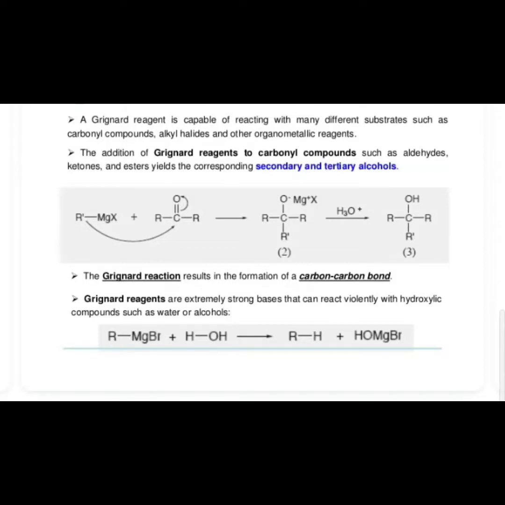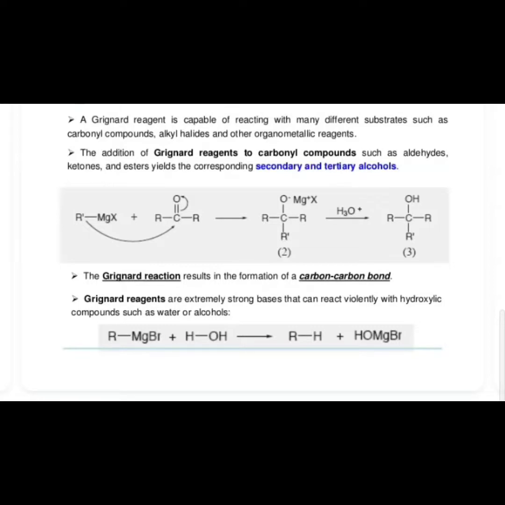The addition of a Grignard reagent to carbonyl compounds such as aldehyde, ketone, or ester yields the corresponding secondary or tertiary alcohol. There are lots of ketonic compounds present, which you can either purchase industrially or prepare in the lab. It may be an aldehyde, ketone, or ester, and this yields the corresponding secondary or tertiary alcohol. How does this happen? It is a remarkable question here. First of all, R will attack the C=O.